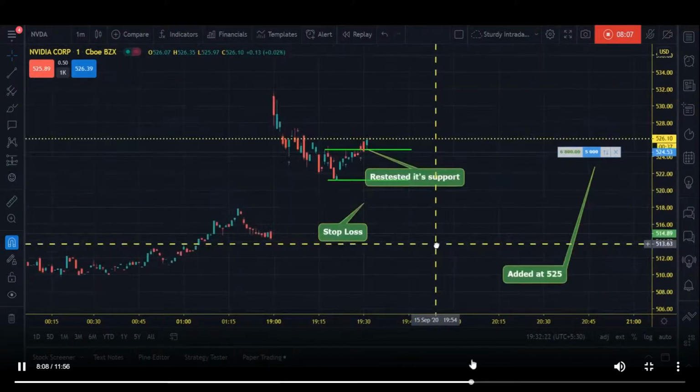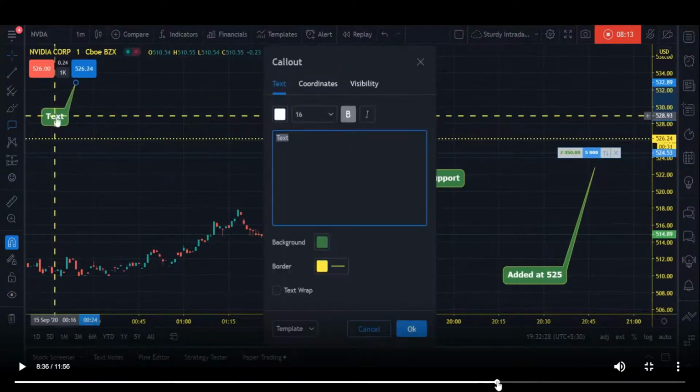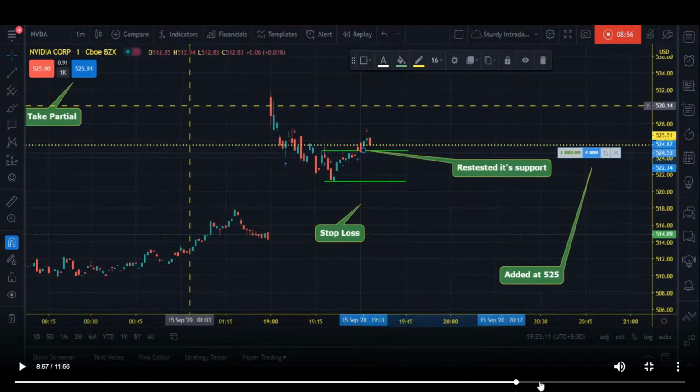Retested its support area. This is the area which I am pointing out. It went higher from there, 526.50. I've covered 1000 shares. I've taken my 1000 share partial already. I've left with 4000. I'll be covering it when it rises higher from there. It's rejecting from the highs, meaning there were a lot of sellers at that moment in that particular stock. They were just not letting the stock go higher from there.